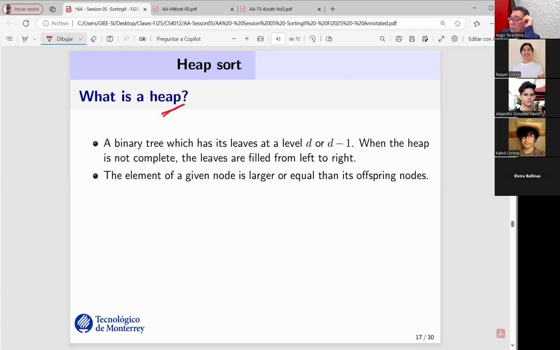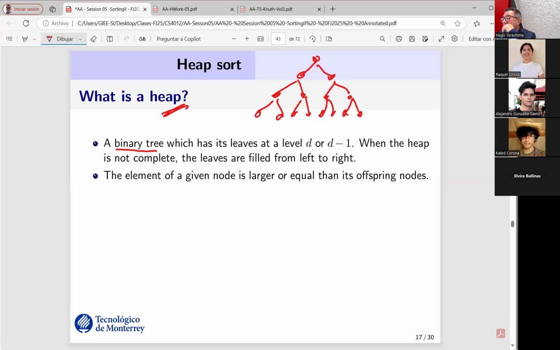So a heap, what is it? It's a binary tree. Everyone understands what a binary tree is, right? So I have the root, I have 2 children for each node, right? And at the end, I have a number of leaves in the tree.